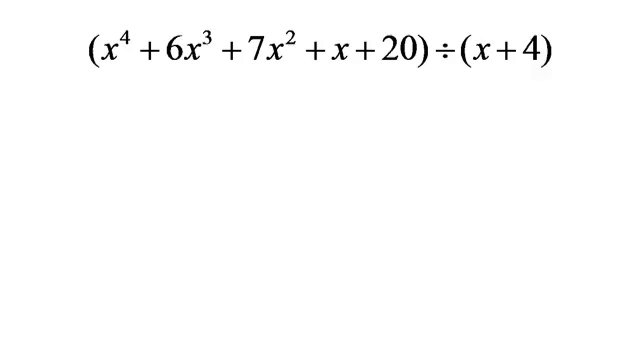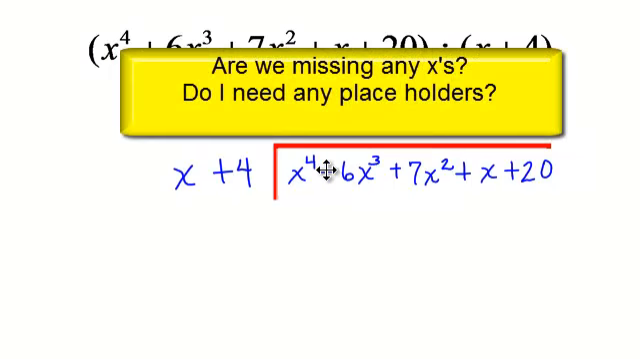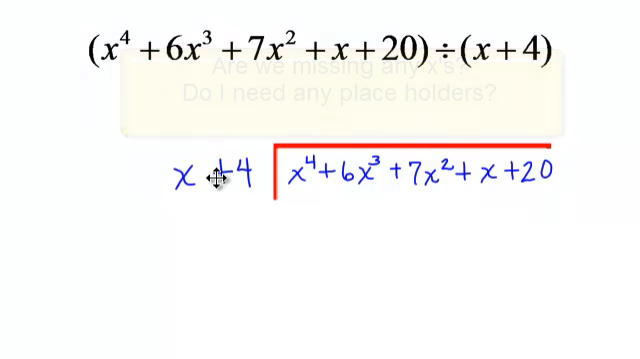We have the polynomial x to the 4th plus 6x to the 3rd plus 7x squared plus x plus 20. All of that is divided by the binomial x plus 4. So we are going to do this by long division. I first need to check, do I need any placeholders? X to the 4th, x to the 3rd, x to the 2nd, x to the 1st, no x. In my divisor, I have x to the 1st, constant. Okay, so I do not need a placeholder.